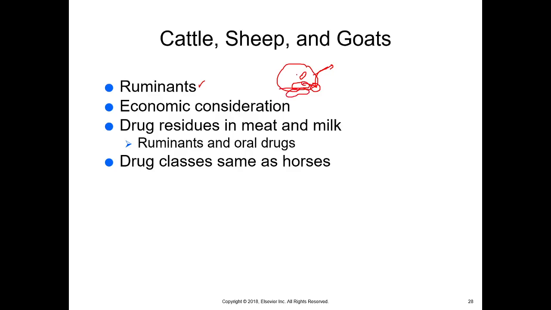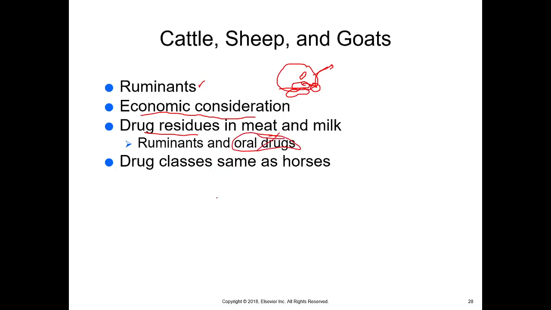Okay, so how long is it taking to get from the rumen through into the places where it's going to be absorbed into the bloodstream? We don't know. So giving them something orally is not going to be very helpful. We also have to consider the economically feasibility to treat this animal. We have to consider drug residues in the meat and milk, and like I said, ruminants and oral drugs just don't mix.